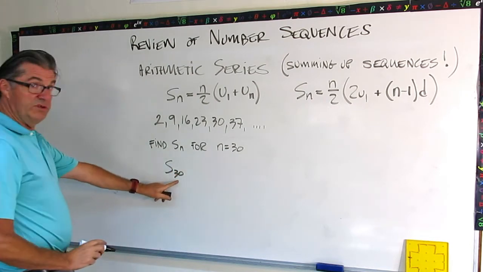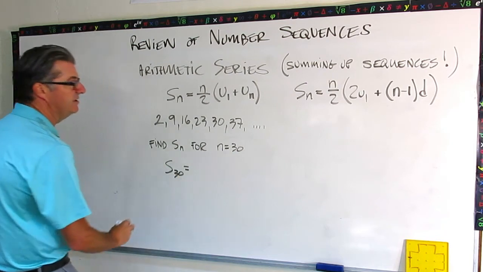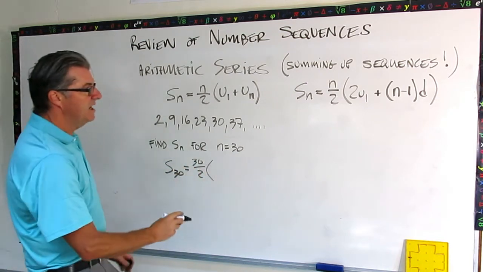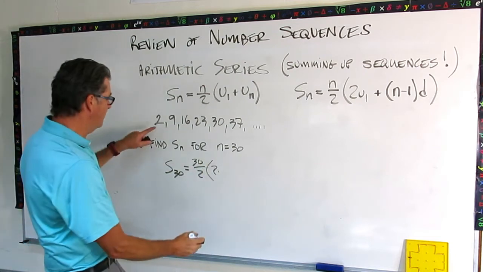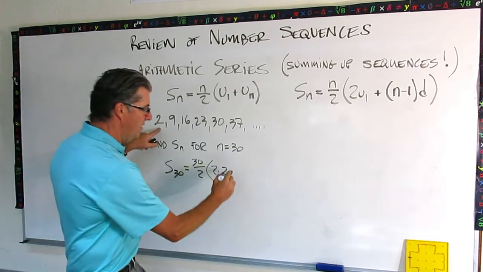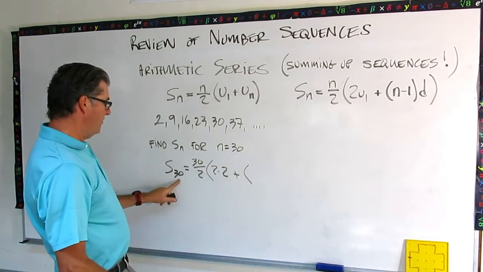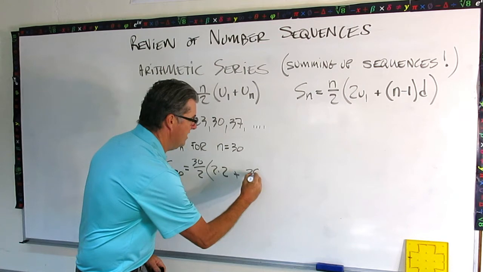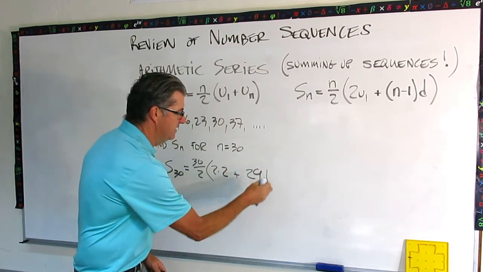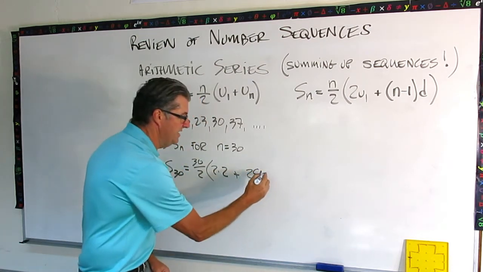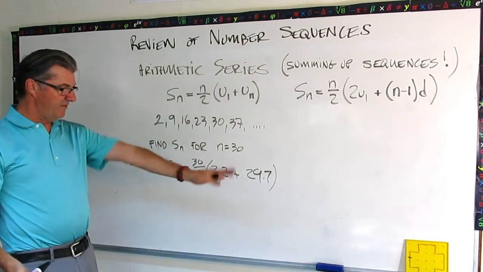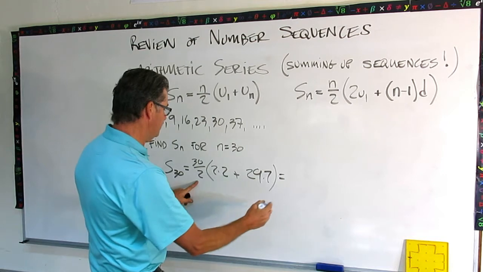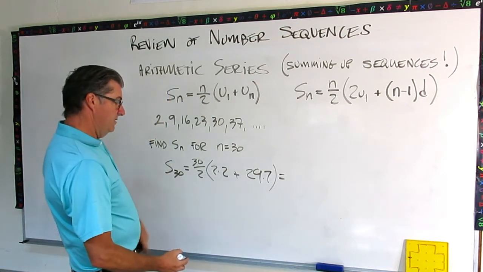S30, because now we know the number of terms in our sequence. It's going to be 30 over 2 times (2 times our first term, 2 times 2, plus (30 minus 1), so 29 times d). Now d we know is 7. So check it out, there's no more variables in there, we can do the math on this. Let's just carry it over.